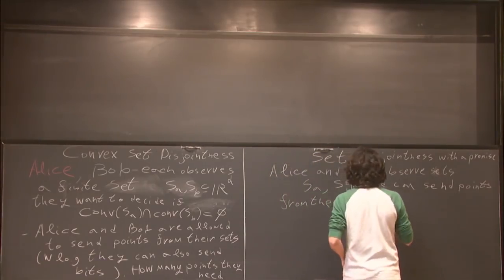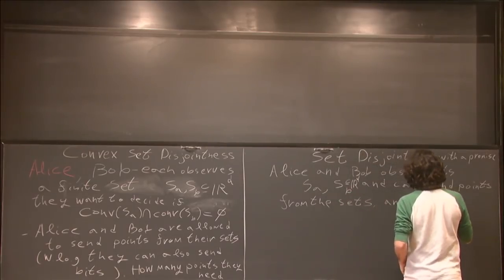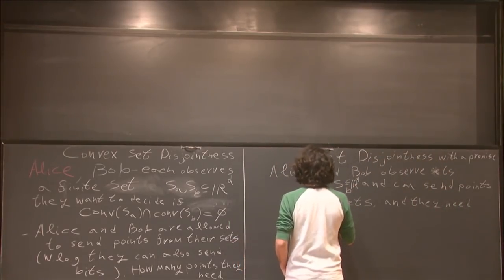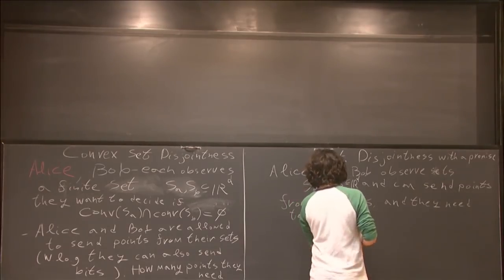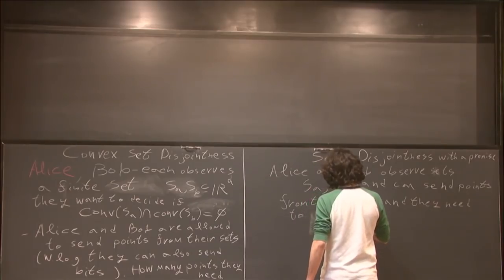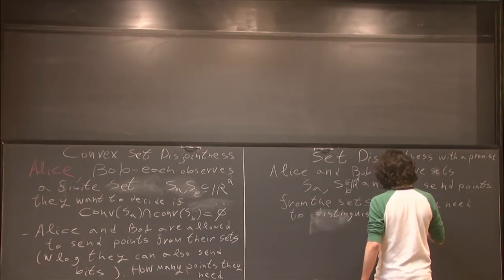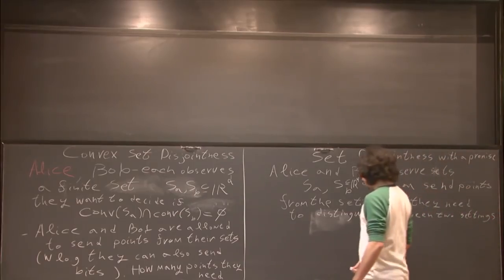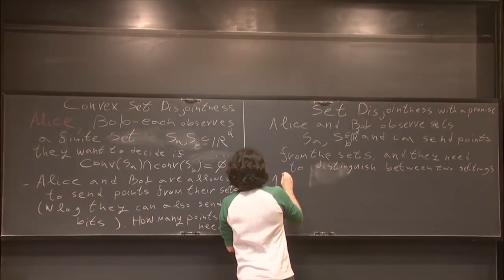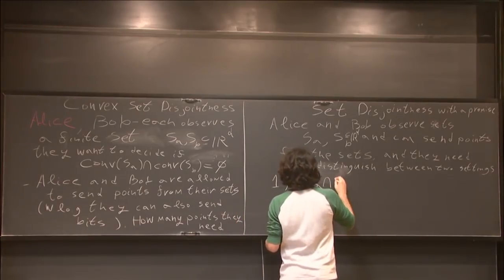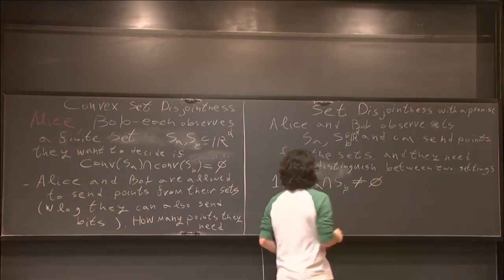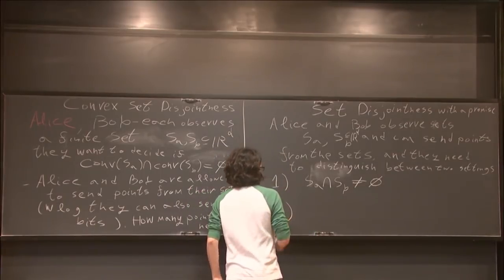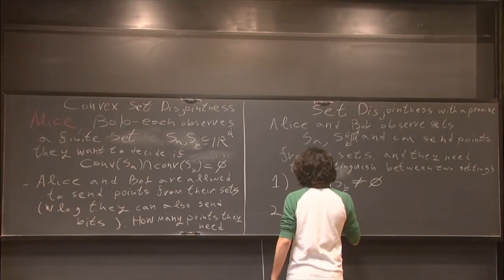And they need to decide between two possibilities. They need to distinguish, let's say, between two settings. One, the sets are not disjoint, they intersect. So now it's not the convex hulls, but the actual sets have something in common. Or two, the convex hulls are disjoint.